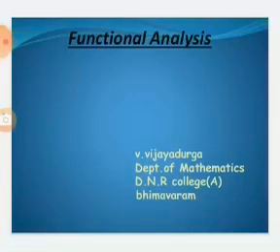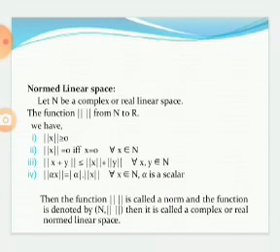Today I am going to teach about the topic normed linear space from the subject functional analysis. In the next slide we are going to talk about the definition of normed linear space. To get a detailed explanation, assume double bar as a function from N to R. Here N is a complex or real linear space, depending on that nature. To prove that the function is a normed linear space, we have to satisfy the below four conditions.